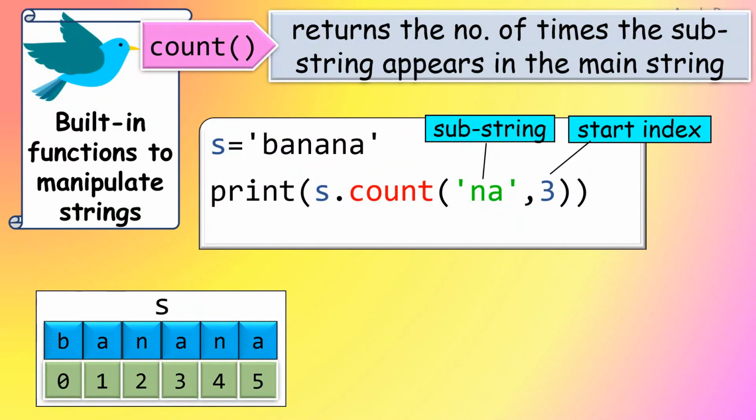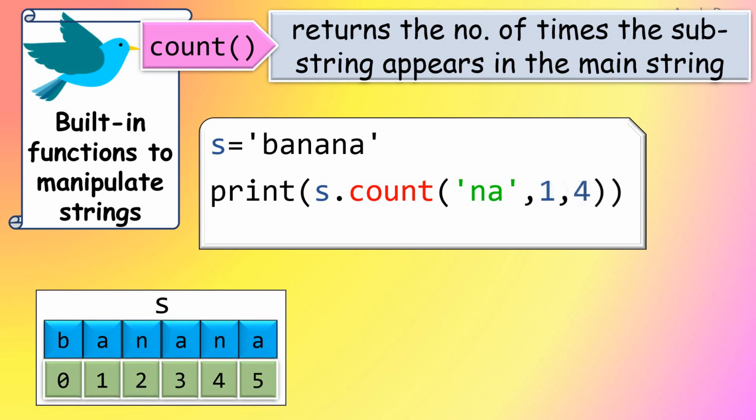So look at the array. In the array, the count function has to look for the substring na starting from the index 3. Starting from index 3 onwards, na is present here and na appears only once within this range. So the output of this print statement is 1 because the substring na appears only once starting from the start index 3.